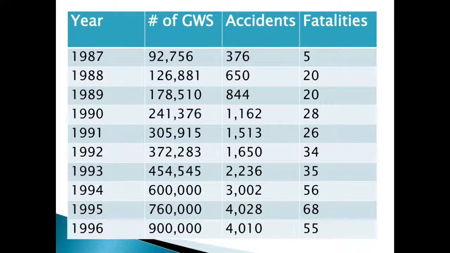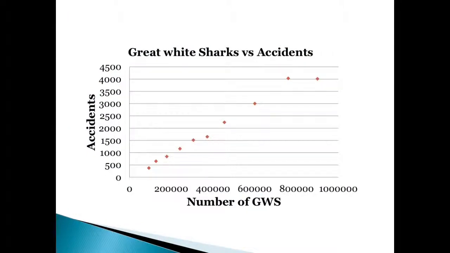Let's take a look at the scatter plot. While the numbers might have indicated this pattern, the scatter plot shows that there's a clear association between the number of great white sharks and the accidents caused by great white sharks. We can see there's an upward trend. And so what that means is, as the number of great white sharks increases, the number of accidents also increases. And that is the pattern that we can associate with this based off of our scatter plot.